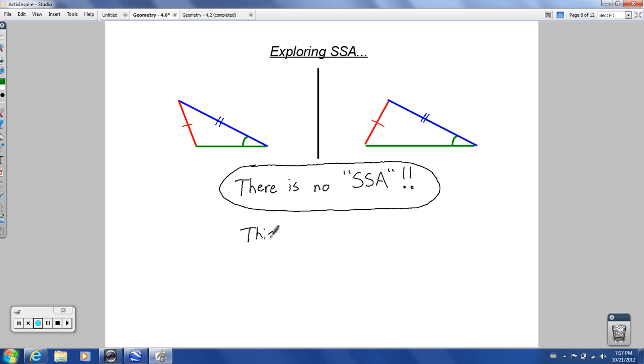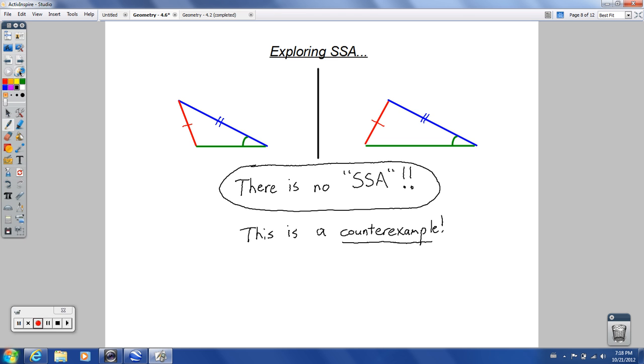So let's write that down too. This is a counterexample. So if you can come up with one counterexample to a conjecture, this is kind of our conjecture that we thought this would work. So this is a counterexample. It does not work. What's an easy way to remember this? Okay, how can I remember that this is the one that doesn't work?